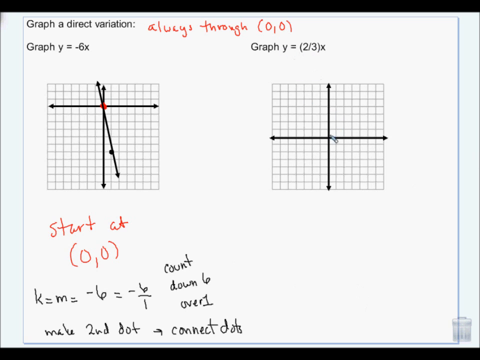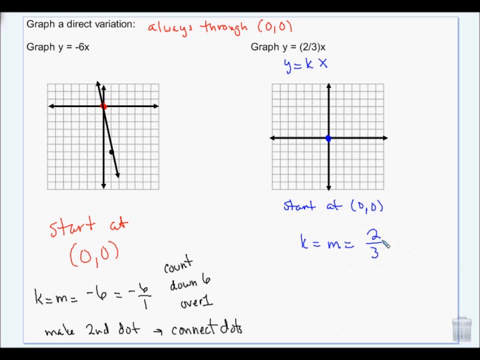Okay, here, same thing. I'm going to start at 0, 0. On a direct variation, you'll always start at 0, 0. How do you know which one is a direct variation? Do you see how it's just 2/3 x? So if it just looks like this, where it has some number and then an x and there's nothing else going on, then you know it's direct variation. So it's just y equals some number and then x. And that one has a slope of 2/3, right?